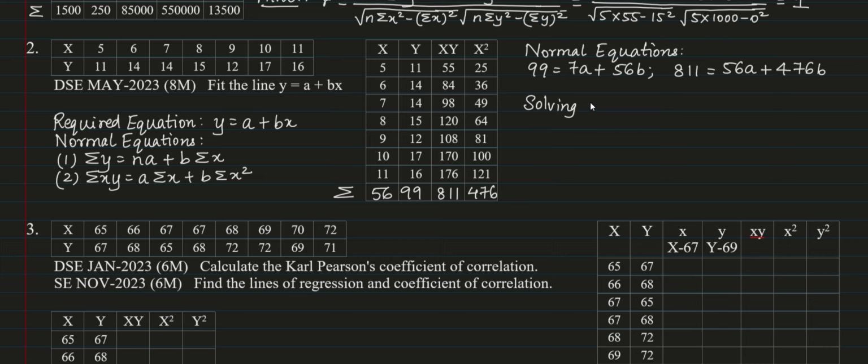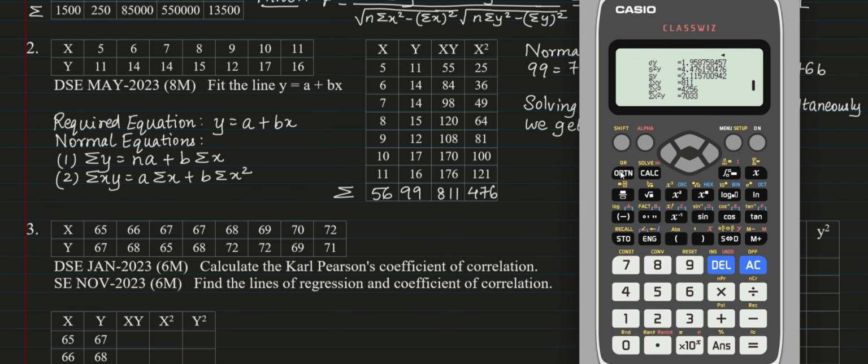Solving the normal equations simultaneously, we can either solve the equation simultaneously or directly get the values from statistics mode. AC option, when you go to regression calculation, we get the value of a and b.